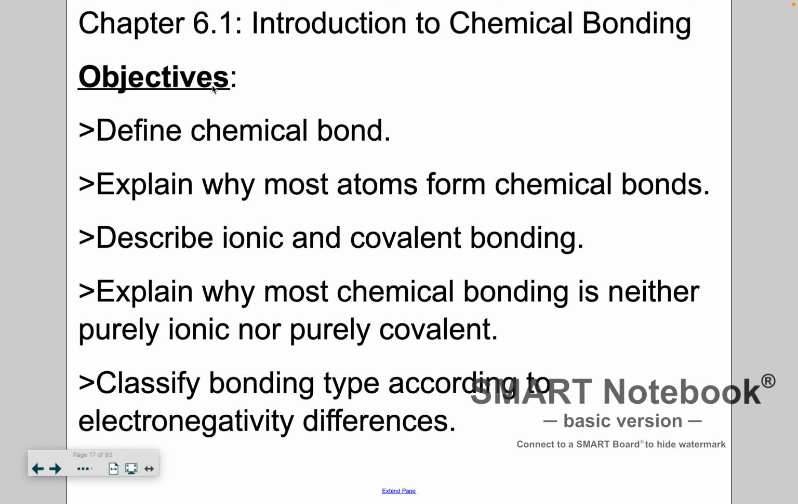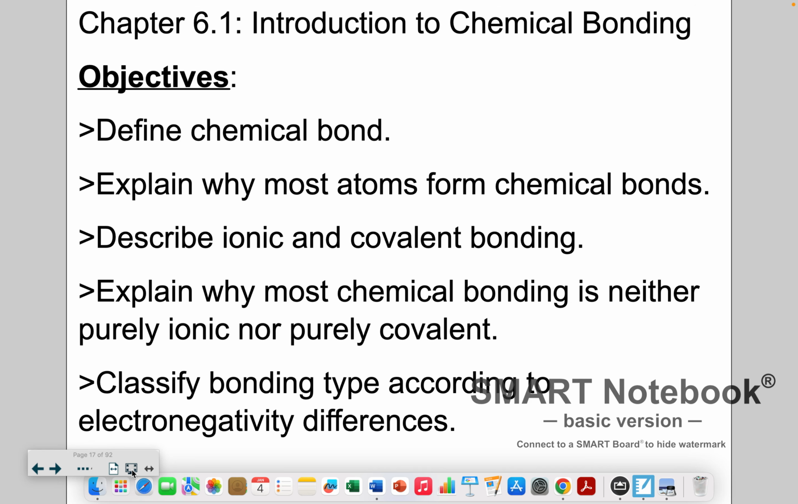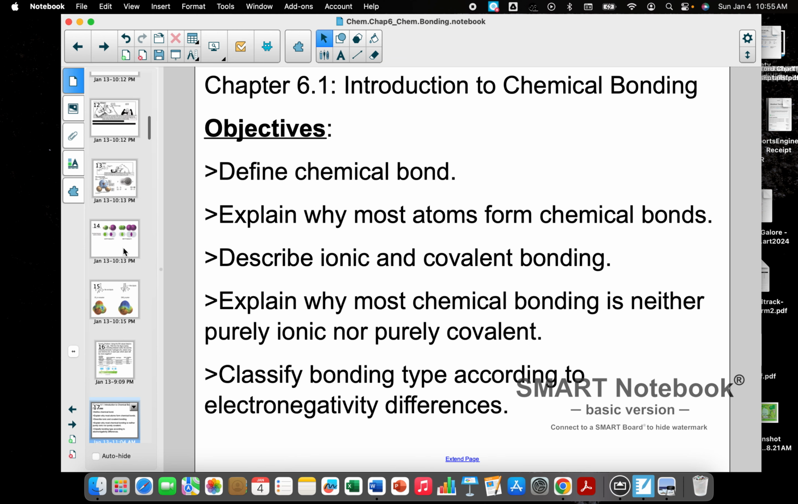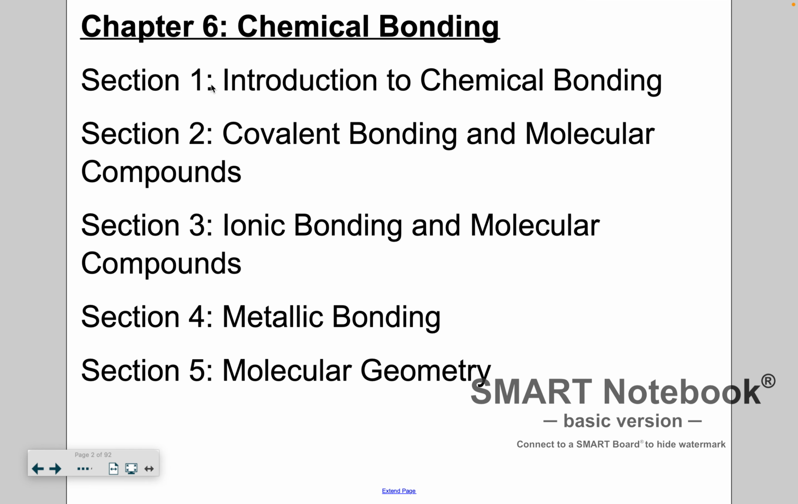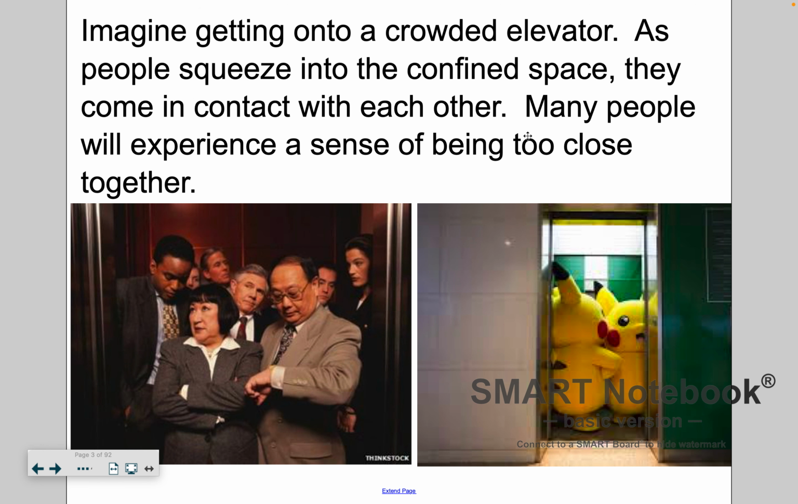All right, in this video lecture, I am going to lecture on section 6.1, which is an introduction to chemical bonding. So chapter 6 is all about chemical bonds and the different types. And then we're going to talk about covalent bonds, ionic bonds, metallic bonding, and shapes of molecules after they bond. So this lecture today is going to be about chemical bonds and a little bit of an introduction. So let's try to get an idea of what we're in for here.